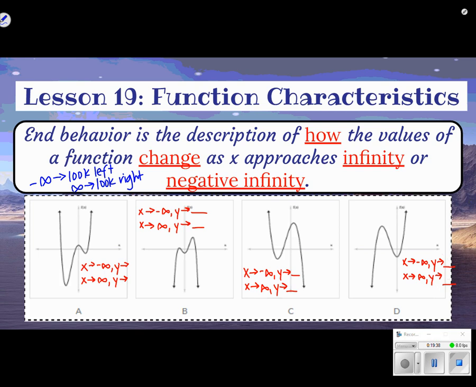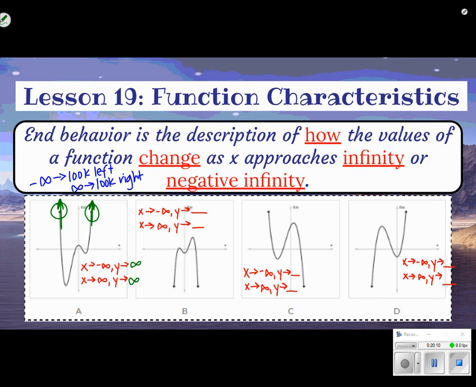So for the negative infinity, I'm going to look on the left-hand side. And my graph is headed up to what y value? All the way up to a y value of positive infinity. With x approaching positive infinity, that says look at the right side. What y value am I approaching? I'm approaching a y value of positive infinity. So this is end behavior. What are the ends doing?